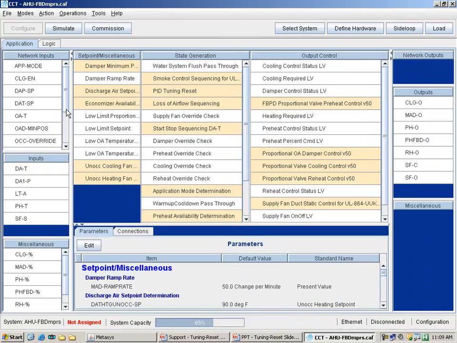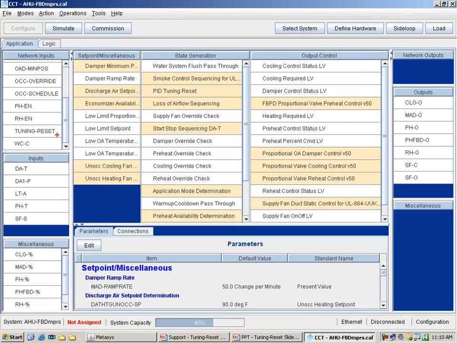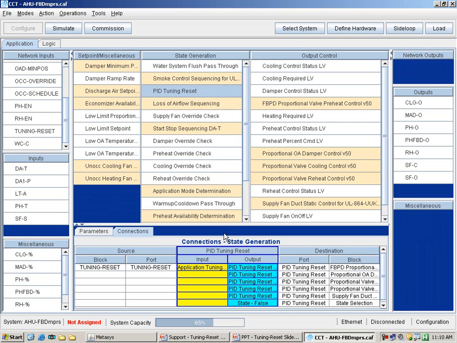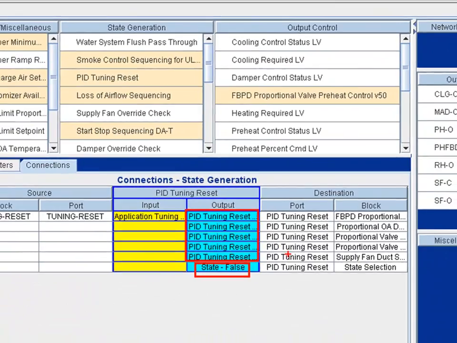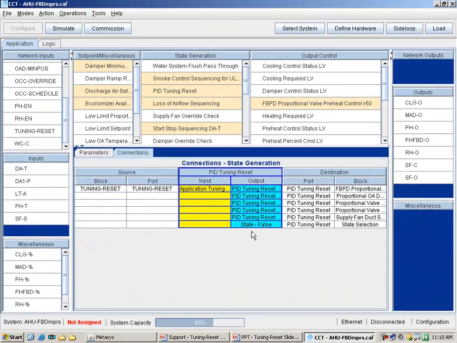And in here, I'll scroll down the network input points, because that's where the tuning reset network input point is. Here's the state generator, known as PID tuning reset. If I look at that connection menu, we can see that the 2 outputs, which is the PID tuning reset and the state output, those are the same 2 outputs, but notice there are 5 modules that receive PID tuning reset commands. Also, it goes to the state selection table. So let's take a look at the state selection table first.